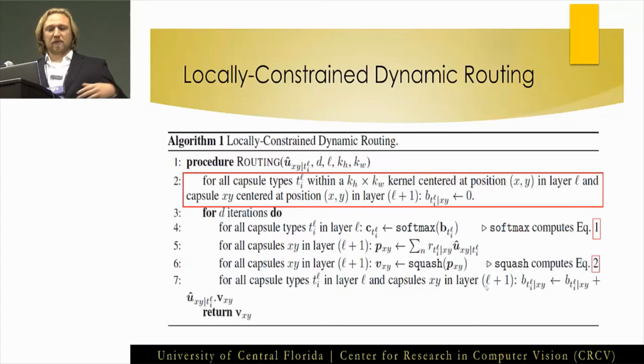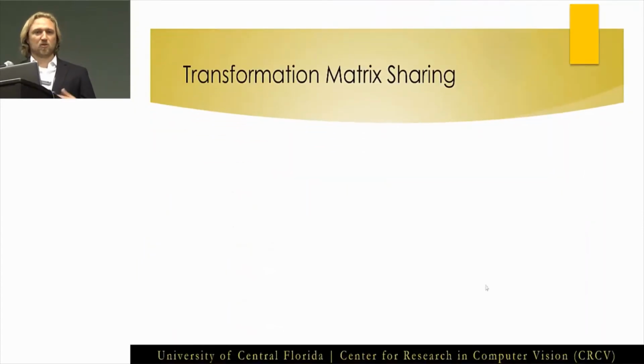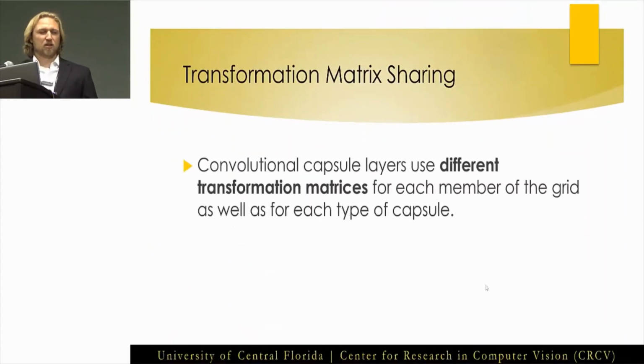Transformation matrix sharing, as I mentioned: in a traditional convolutional capsule when they were first proposed, they used different transformation matrices for every member of the grid as well as for each capsule type. In our work, we restricted this to be only for each capsule type, but we now share our transformation matrices across members of the grid.